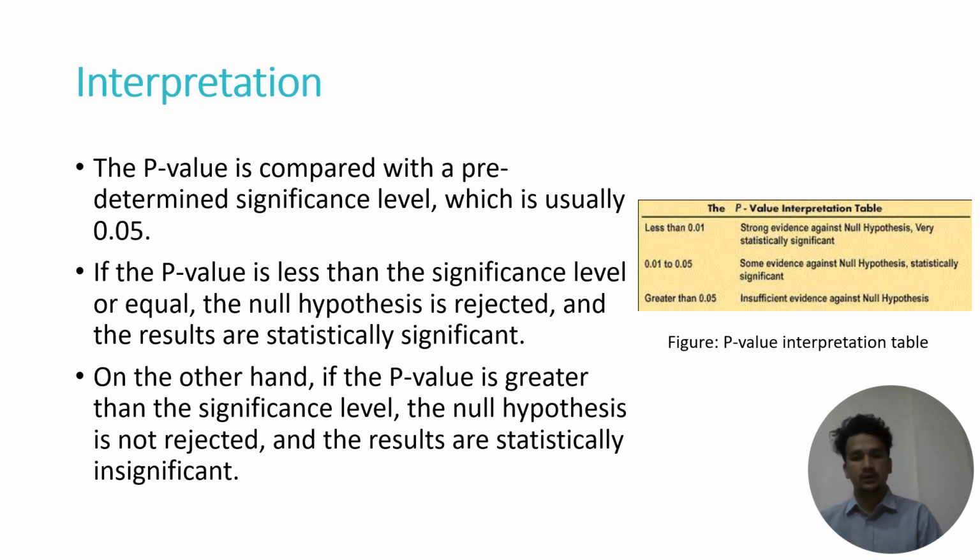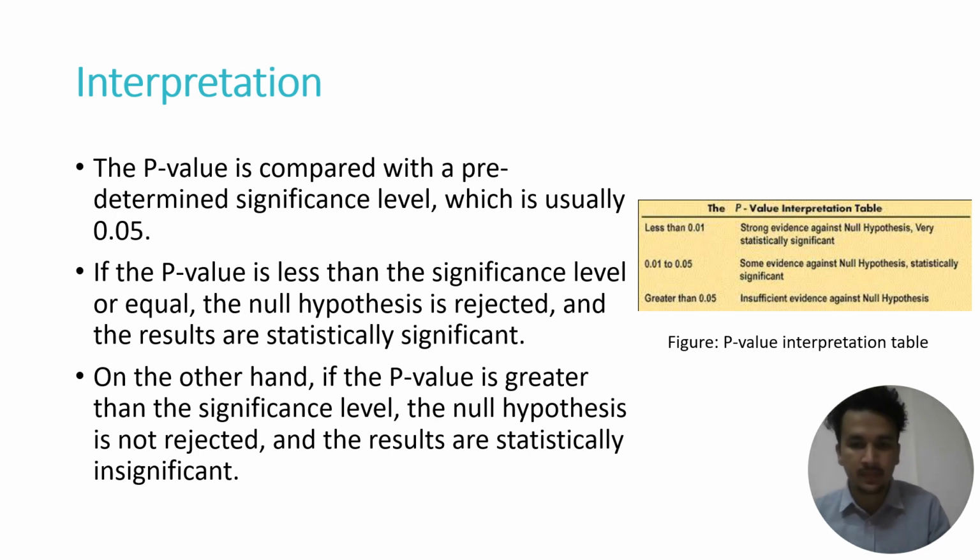Interpretation. The final step is when we compare the p-value with the significance level, which is usually set around the 0.05 range. If the p-value is less than or equal to the significance level, the null hypothesis is rejected and the results are statistically significant. On the other hand, if the p-value is greater than the significance level, the null hypothesis is not rejected. Thus, the results are considered to be statistically insignificant.